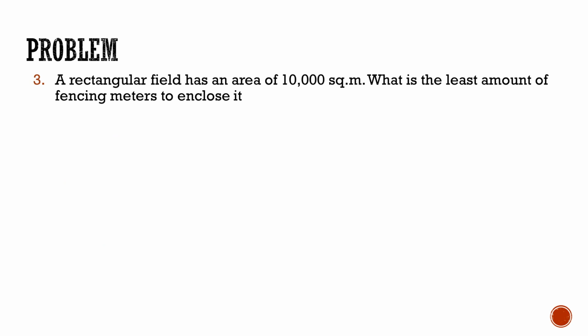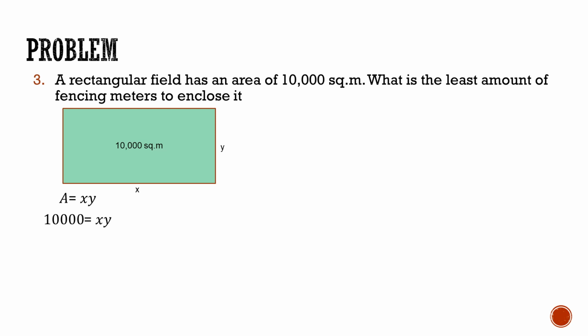Okay, moving on to the third problem. We have a rectangular field with an area of 10,000 square meters. What is the least amount of fencing in meters to enclose it? So basically, we need to draw a rectangle with 10,000 square meters. We're going to label X and Y so that its area is X times Y.